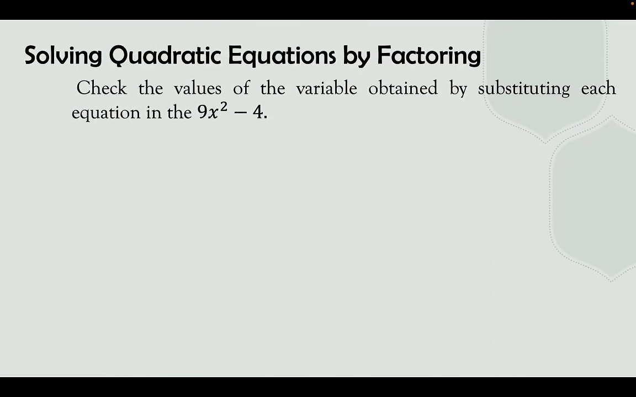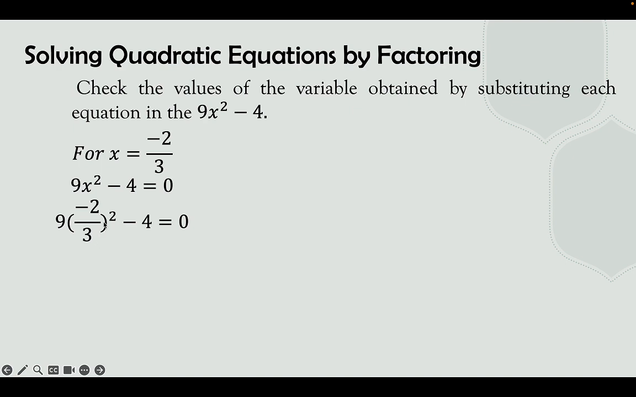To check the values obtained, we substitute them into the original equation, which is 9x squared minus 4 equals 0. Let's try x equals negative 2/3. So we have 9 times negative 2/3 squared minus 4 equals 0. Negative 2 squared is positive 4, and 3 squared is 9. So we have 9 times 4 over 9 minus 4 equals 0. We can simplify this one. We can cancel 9 and 9 here. So the result now is 4 minus 4 equals 0. That is 0 equals 0.